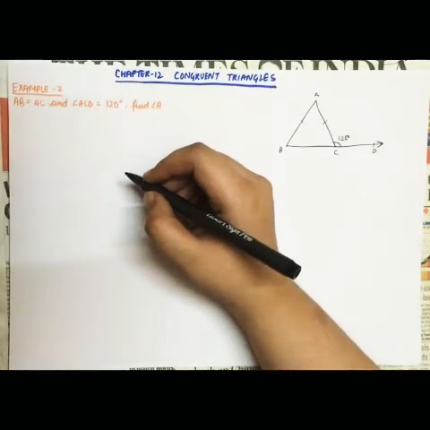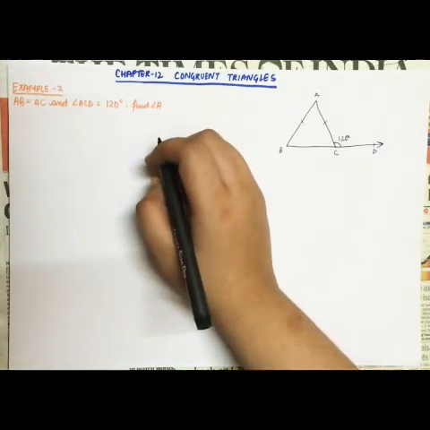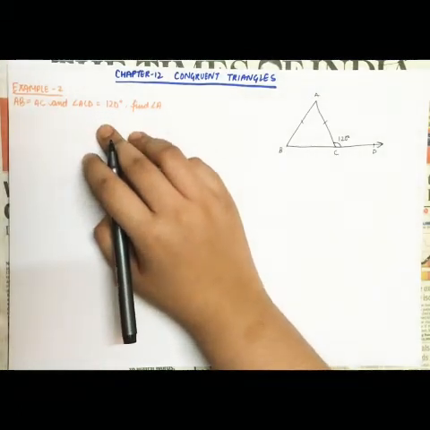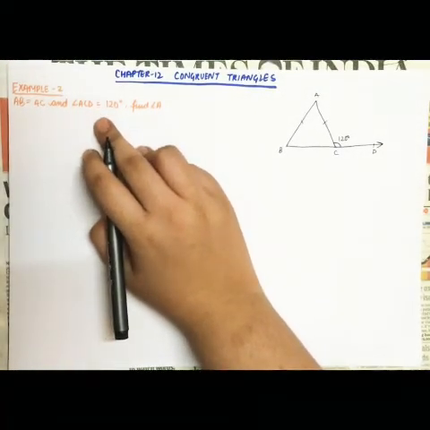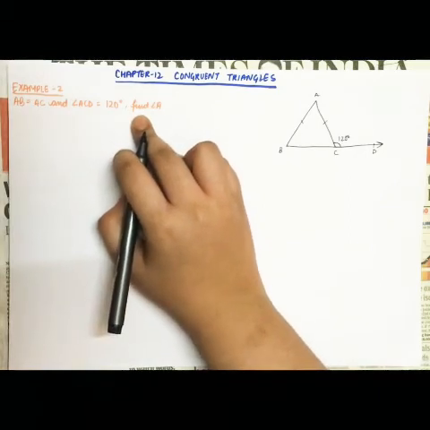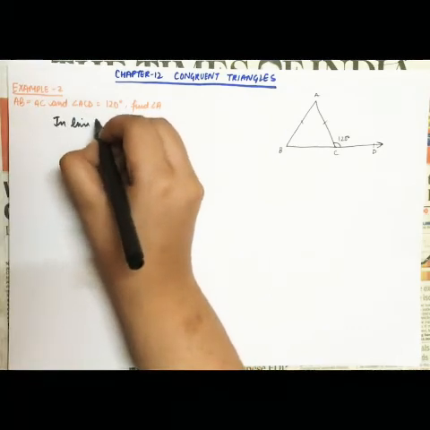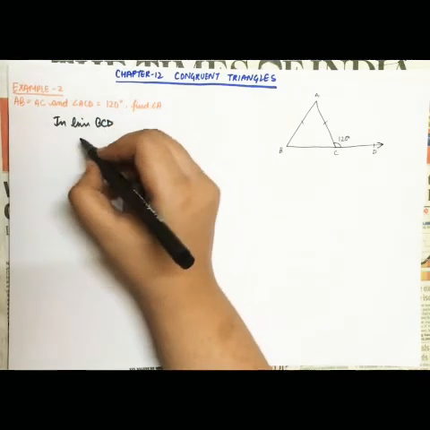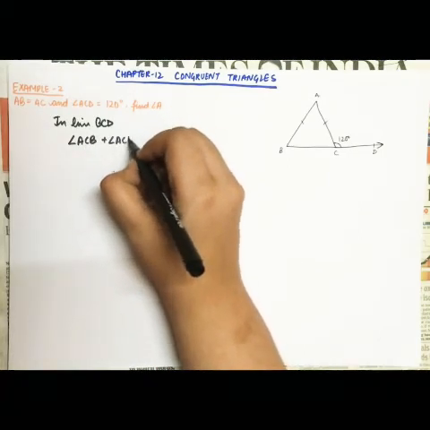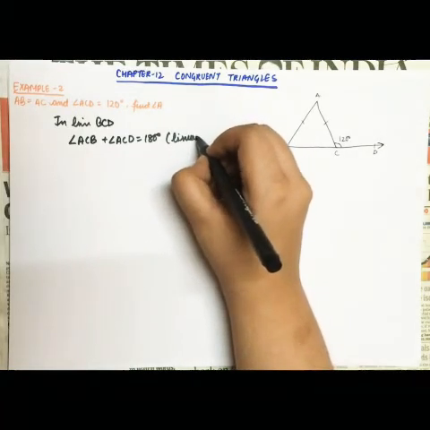Hello everyone, today we will do some examples and questions of chapter 12 congruent triangles of R.D. Sharma. We will start with example number 2, which is AB is equal to AC and angle ACD is equal to 120 degree. We have to find angle A. So we will start with, in line BCD, you can see that angle ACB plus angle ACD is equal to 180 degree. Why? Because of linear pair of angles.